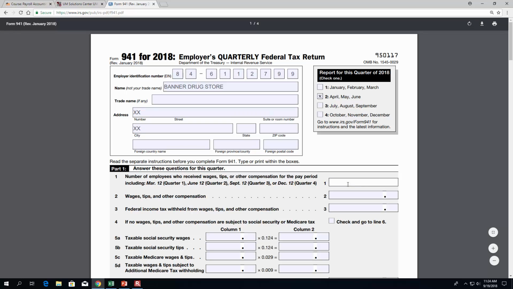Line 1, number of employees who received wages, tips, or other compensation for the pay period including, and we're on the second quarter, so they want you to actually go tally up how many employees you had working for you on June 12th, which is halfway through the second quarter. And like I just said, even though it's not really realistic, let's just pretend it was the same payroll all quarter. So I had 4 people, right? Okay. Now we're on line 3, or I'm sorry, line 2.